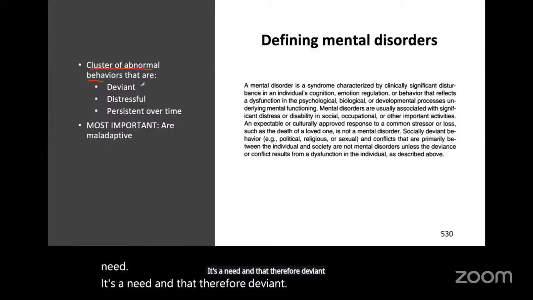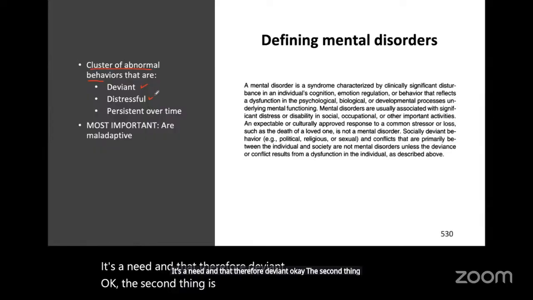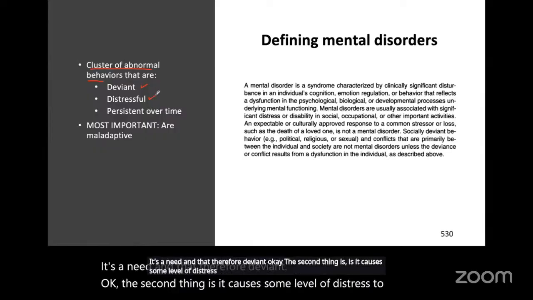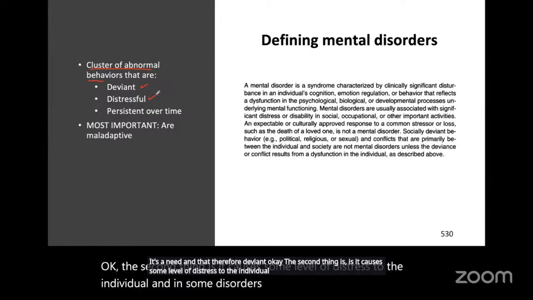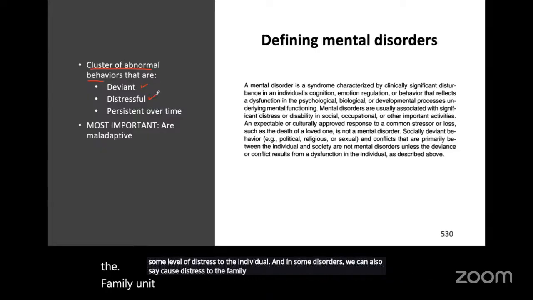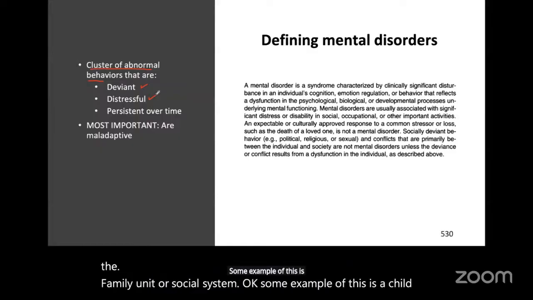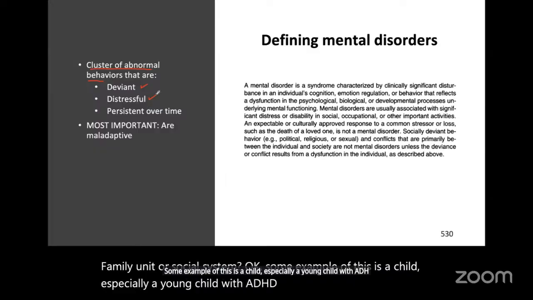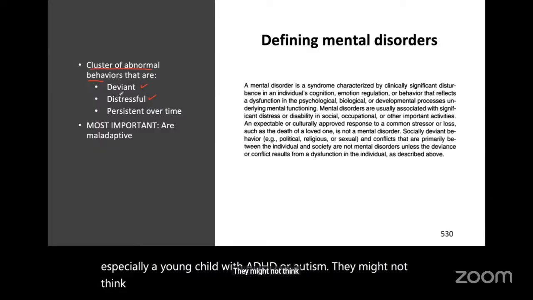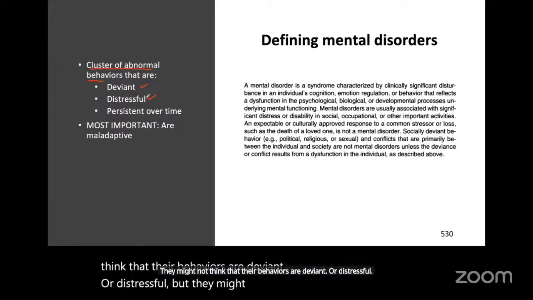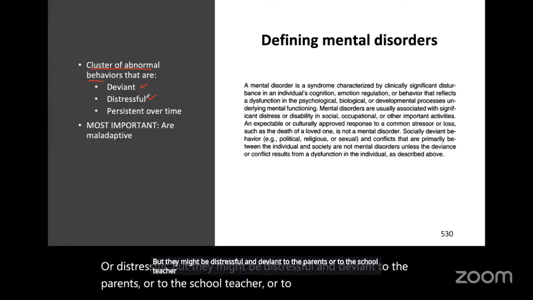The second thing is it causes some level of distress to the individual, and in some disorders, we can also say it causes distress to the family unit or social system. Some examples of this are a child, especially a young child, with ADHD or autism. They might not think that their behaviors are deviant or distressful, but they might be distressful and deviant to the parents or to the school teacher or to the social system.